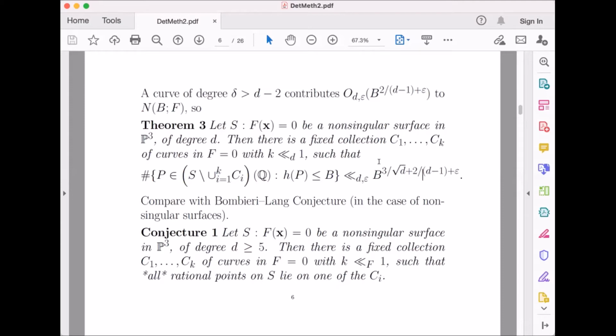And there's a slight difference in that our collection of curves, the number of curves is bounded in terms of d alone. In the Bombieri-Lang conjecture, one only asserts that the number of curves you need is bounded in terms of F. So in one rather small sense, our theorem is actually more powerful in that it has this uniformity. And so for surfaces of high degree, we have this approximation to the Bombieri-Lang conjecture.